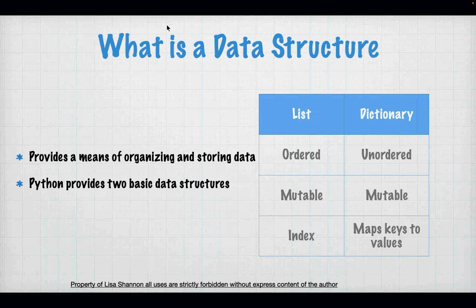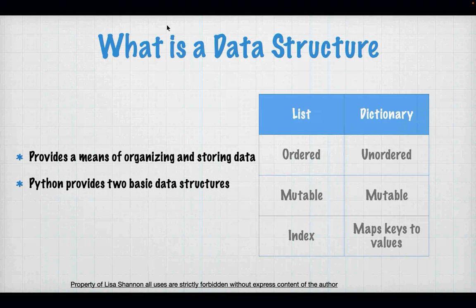There is a list, which we've already talked about in strings and done a little teeny bit of work with. Lists are ordered, mutable, which means they can be changed, and they rely on an index value that's given to you. You cannot assign the index value. It always starts at zero and continues on from there.